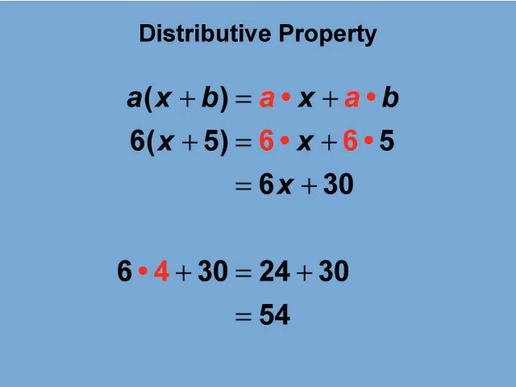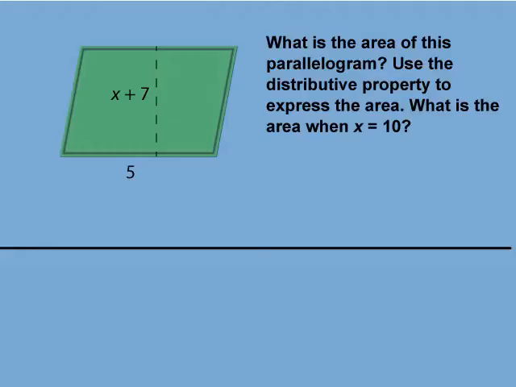Let's look at another example. What is the area of this parallelogram? Use the distributive property to express the area. What is the area when x is equal to 10? The area of a parallelogram is the product of the base and the height. With this parallelogram, the height is a variable expression. The area of the parallelogram is the product of these two expressions, 5 and the quantity x plus 7.